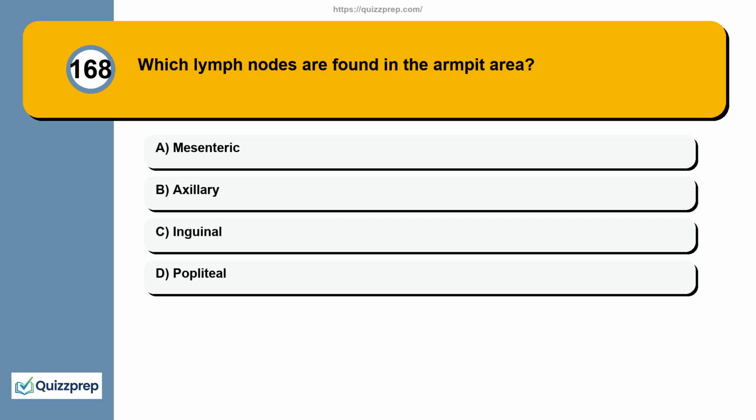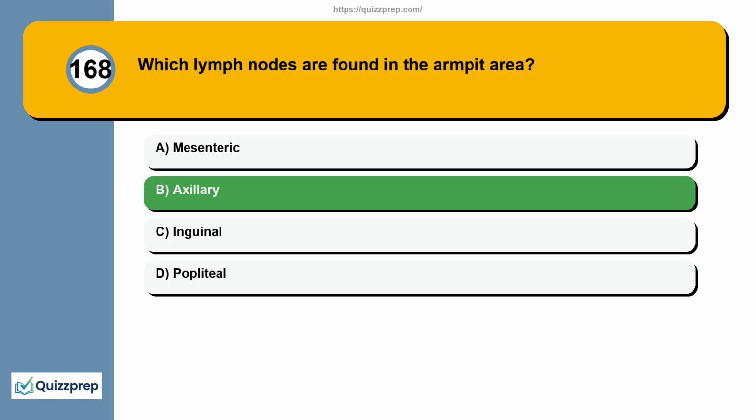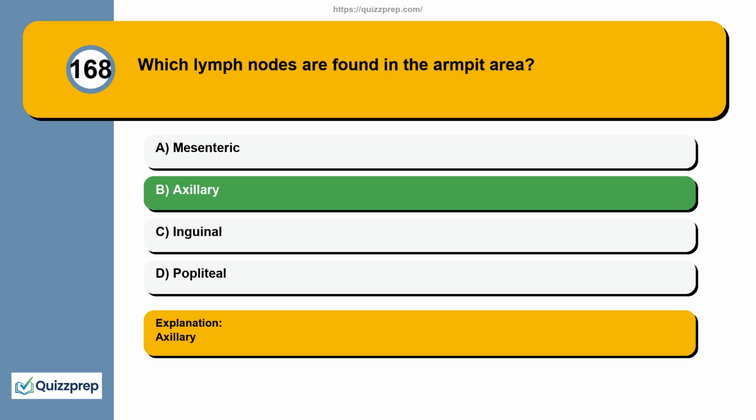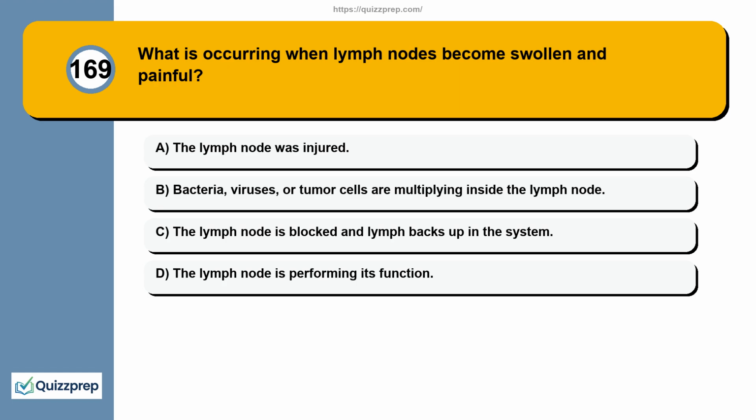Option A, mesenteric. Option B, axillary. Option C, inguinal. Option D, popliteal. The correct answer is option B, axillary. Question 169. What is occurring when lymph nodes become swollen and painful?